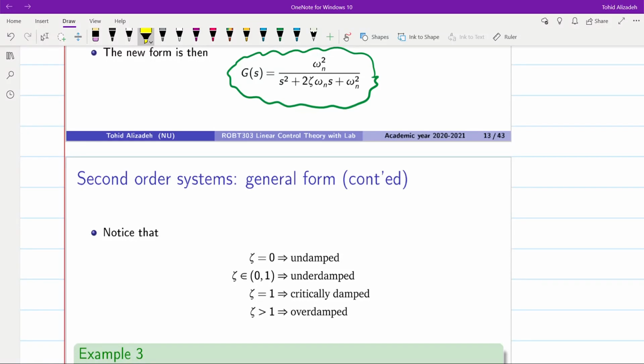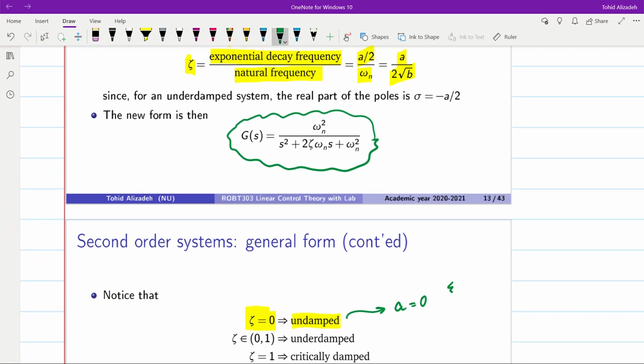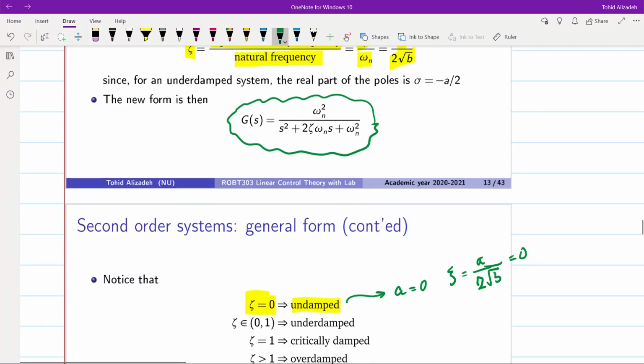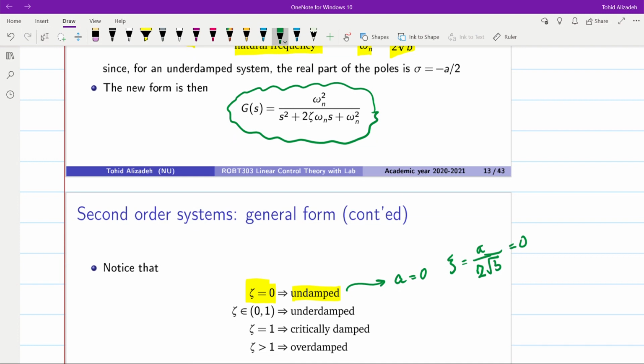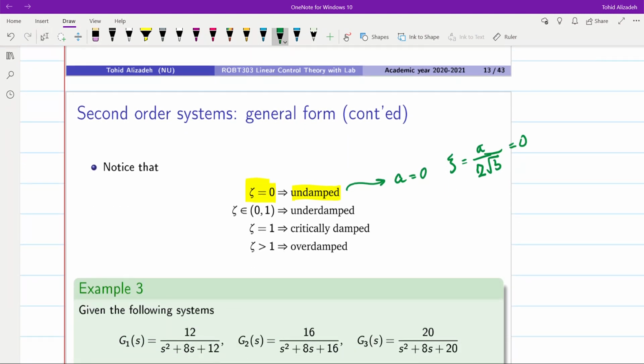Alright, and then we can have this classification of the second order systems based on the value of zeta. For the case of undamped systems, zeta will be equal to 0, and this is the case because we have A equal to 0, and for zeta we have A over 2 times square root of B. Therefore zeta will be equal to 0 as well. And then we have undamped system. Then we have the underdamped case. For the case of underdamped system, zeta will be between 0 and 1.